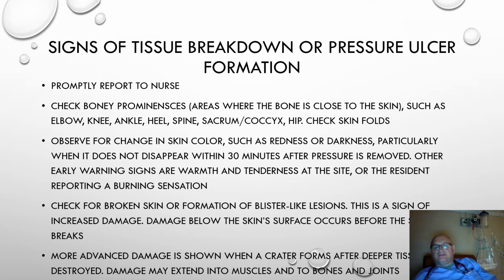Other early warning signs are warmth and tenderness at the site, or the resident reporting a burning sensation. Check for broken skin or formation of blister-like lesions. This is a sign of increased damage. Damage below the skin surface occurs before the skin actually breaks. And more advanced damage is shown when a crater forms after deeper tissue is destroyed. Damage may extend into the muscles, to the bones, and to the joints. And you've seen some videos on that, where you've seen how severe the pressure ulcers can get. We need to make sure that we are repositioning those residents on a regular basis. If they're bedbound or they have trouble moving in bed, we need to be repositioning them on a regular basis.